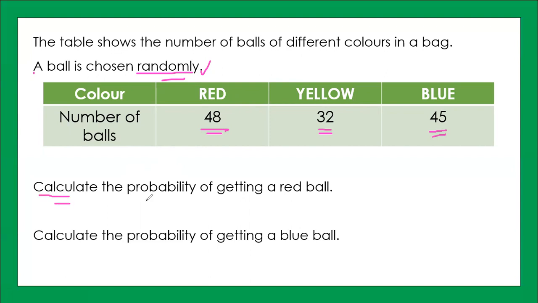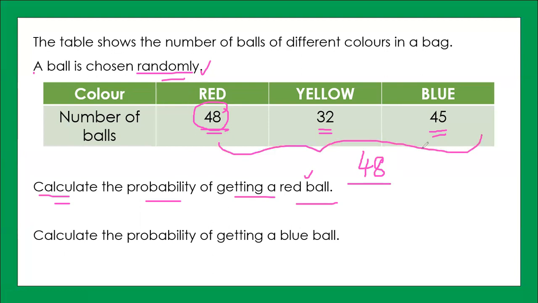Now they're asking me to calculate the probability of getting a red ball. Very simple. How many red balls are there? 48. Correct? But how many balls are there all together? That's the big question, because that's your sample space. Can I have the total? 48 plus 32 plus 45. What's the total? Very good, 125. Now use your calculator. So it's 48 divided by 125, not 125 divided by 48.